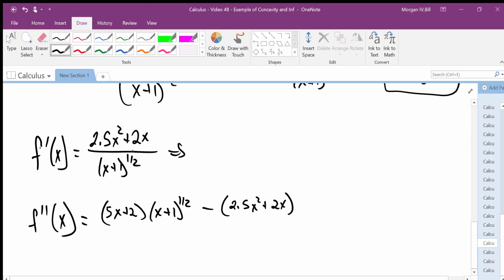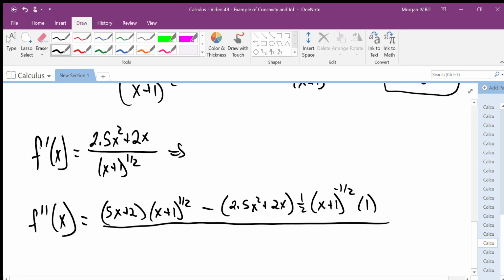So that's going to be a chain rule. We're going to bring the 1/2 down. We'll have x plus 1 now to the -1/2 times the derivative of the inside, which is just 1, all divided by x plus 1 to the 1/2 squared, which is just x plus 1. Okay, once again, I've taken the derivative, and I end up with this x plus 1 to the 1/2 and x plus 1 to the -1/2.